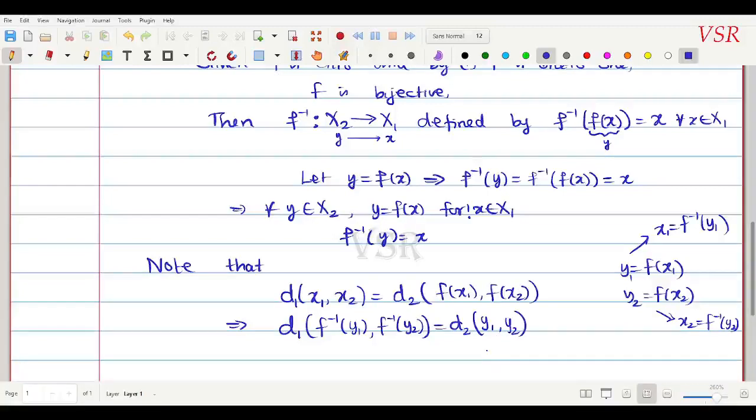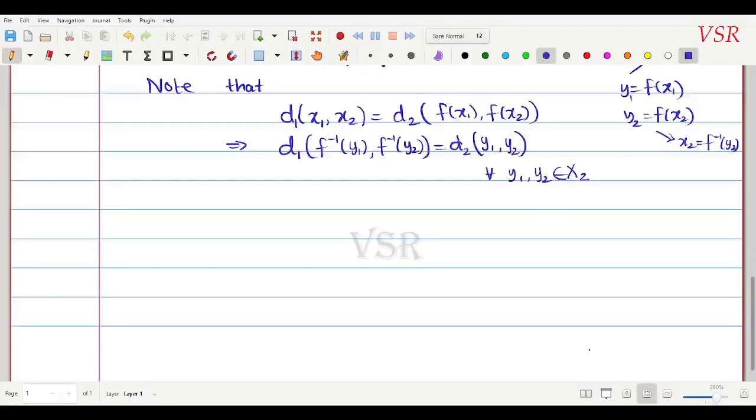For every y1 comma y2 belongs to x2 we have a function of this way, okay? And note that f inverse is a function from x2 ல இருந்து x1 க்கு போற மாதிரியான function, which satisfies this condition. அப்போ by the same thing என்ன பண்ணிக்கலாம்? நான் இப்போ என்ன ப்ரூஃப் பண்ண போறேன்? f inverse is continuous னு ப்ரூஃப் பண்ண போறேன்.